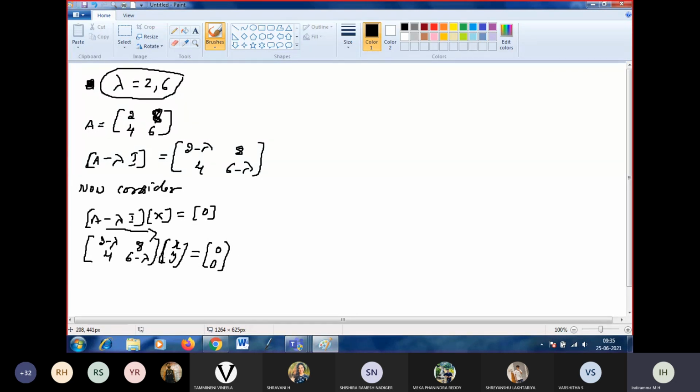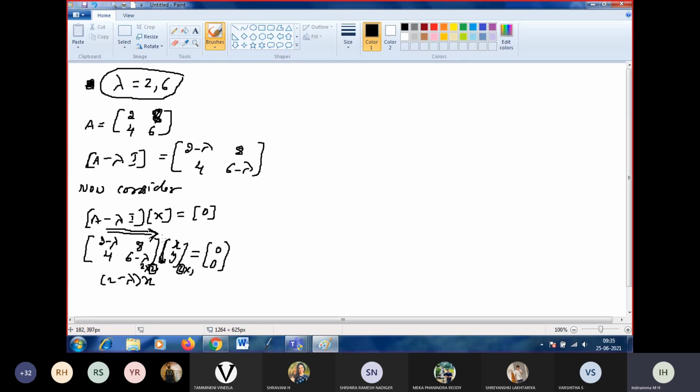Now multiply these two matrices. First row, first column. What you got? 2 minus lambda into x. Tell me now. What shall I write next? Do the multiplication. So it is of order 2 cross 2, and this is 2 cross 1. Number of columns of the first matrix is equal to number of rows of the second matrix. Is it possible to multiply? So the condition holds good. So we can multiply these two matrices.